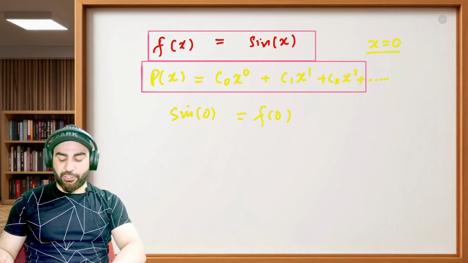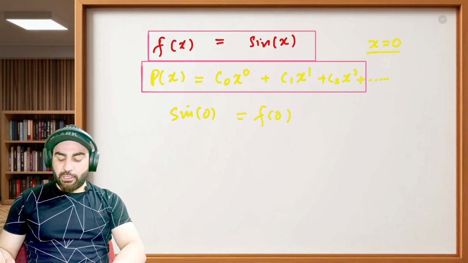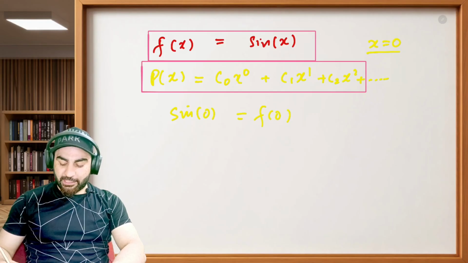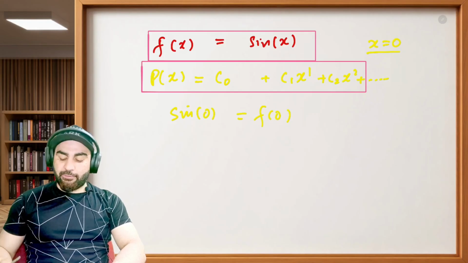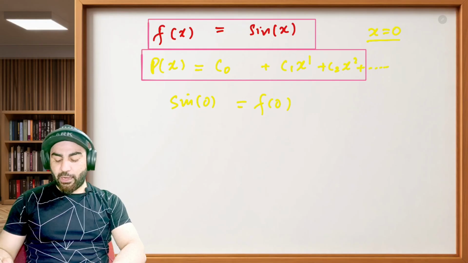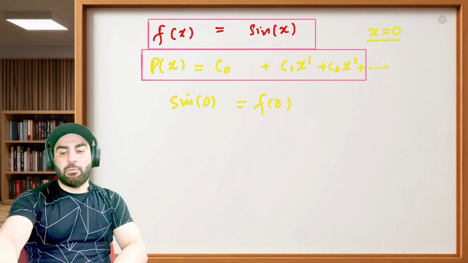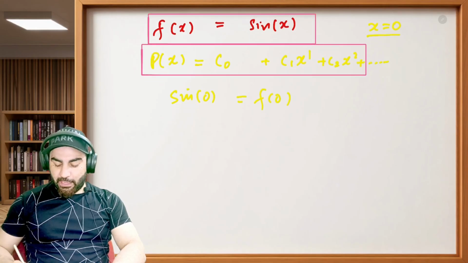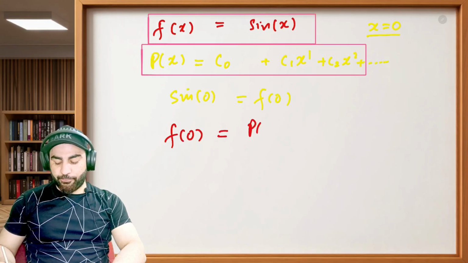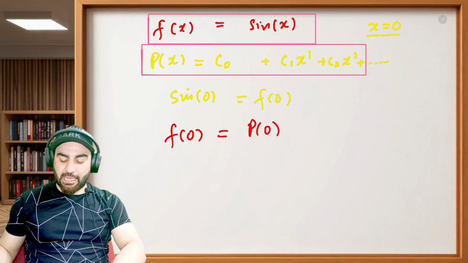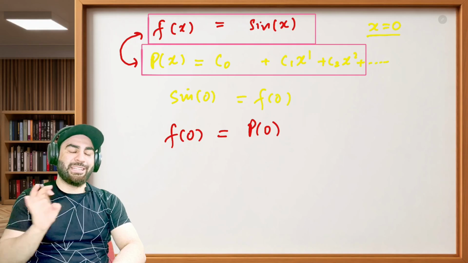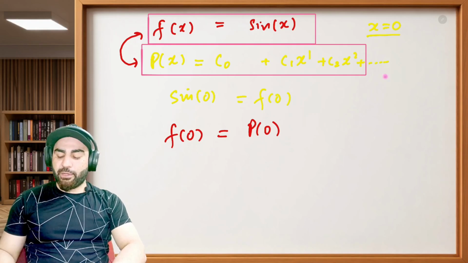So now you have sine 0, which should be equal to f of 0. Here x to the 0 is 1, so I can just cut down this term. Now I want the value to be equal at x equals 0. So the first thing I should do is have f of 0 equal to p of 0. This is what should be there, because I am approximating this function. This is a linear combination of these polynomial functions. So I have x0, x1, x2.